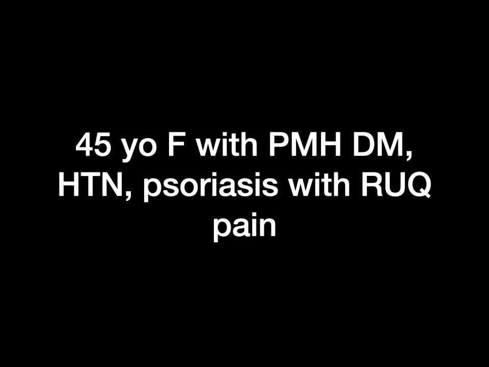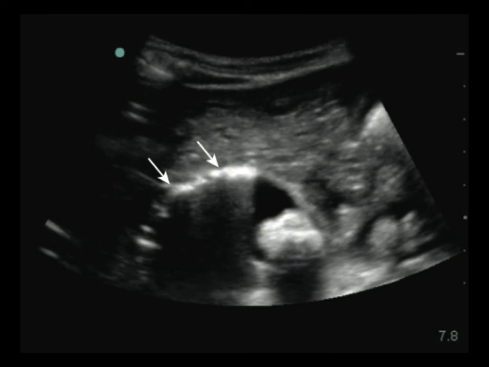Case number 2. You have a 45-year-old female with past medical history of diabetes, hypertension, psoriasis, and now right upper quadrant pain. Your right upper quadrant ultrasound demonstrates this. What do you think?